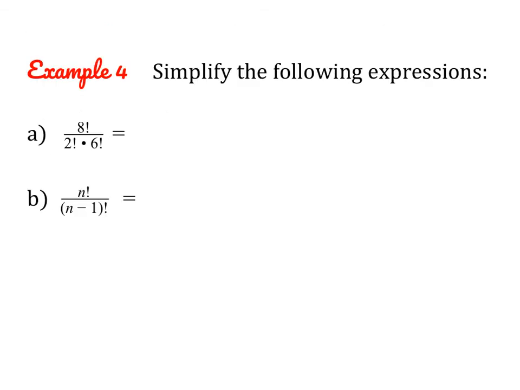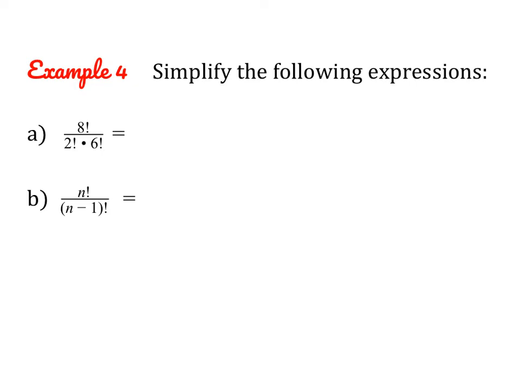Now we're going to talk about how to simplify expressions that have factorials. So when you see something like this, you actually don't need to go and multiply out all of 8 factorial and then all of 2 factorial and then all of 6 factorial, because since we're just multiplying everything, we really just end up with a bunch of factors. And here you will see that we will end up with factors that in fact cancel each other out.